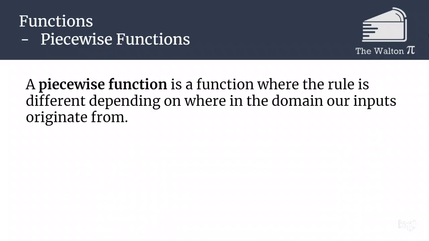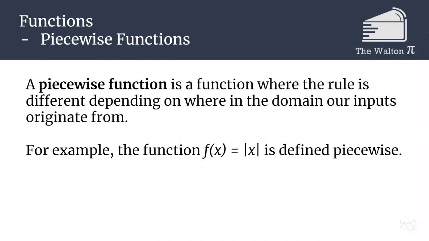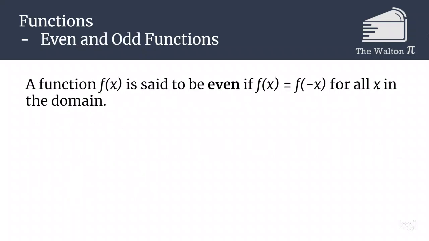A piecewise function is a special type of function where the rule is different depending on where in the domain our input is. For example, the function f of x equals the absolute value of x is a piecewise function. We say that the absolute value of x is equal to itself if x is already positive, but then we make it positive if it started negative. So f of x is equal to x if x is greater than or equal to 0, or negative x if x is less than 0. So this is what it means for it to be a piecewise function. We define it by pieces, and we say on what pieces the function does what.